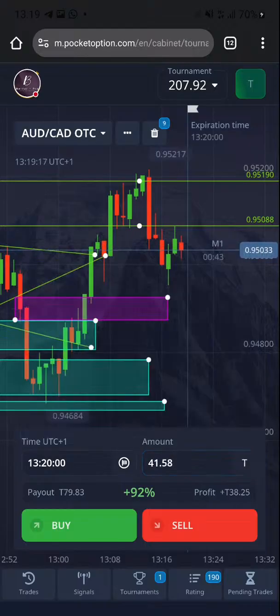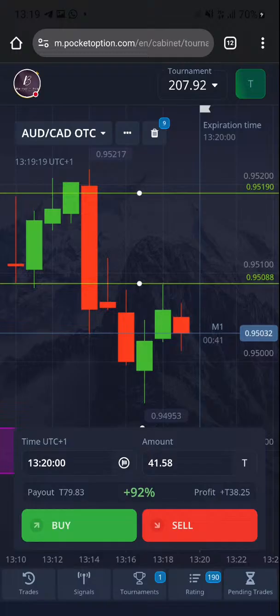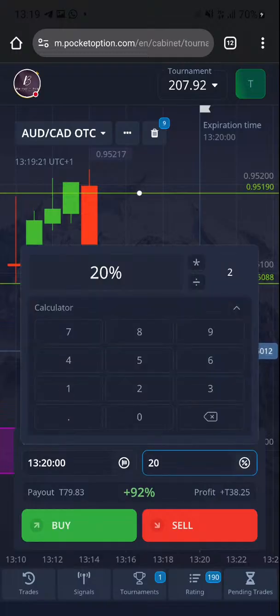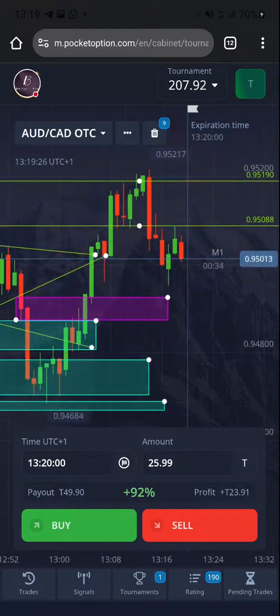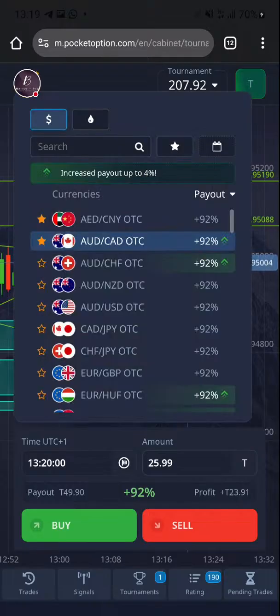Let's go with 20%, or let me just go with the regular amount I would go with normally. It's 12.5%. I usually don't use an amount, I use a percentage of the balance. So let's look for a very good entry.